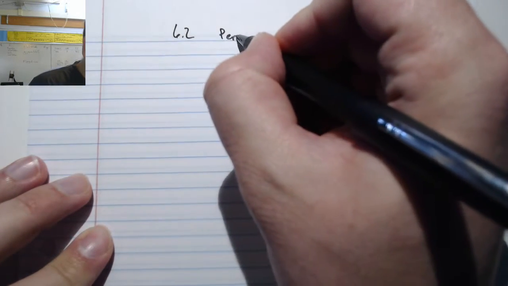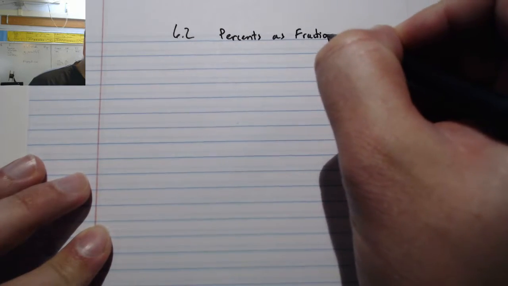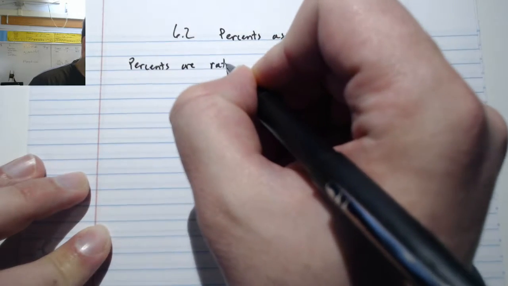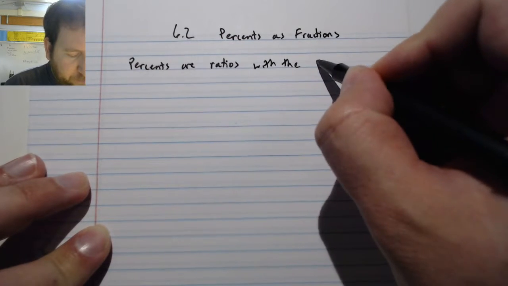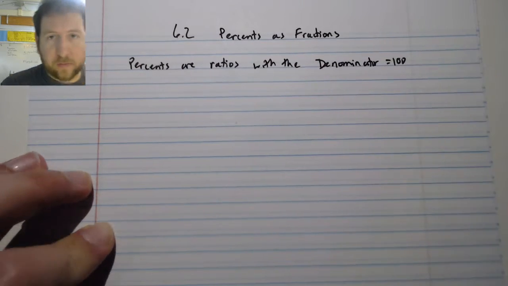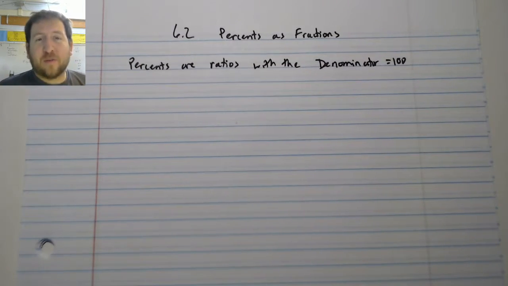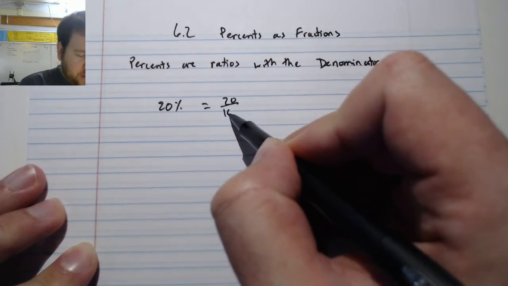All right, we're going to continue on to 6.2, and we're going to be talking about percents as fractions. So, quickly, recall that percents are ratios with the denominator equal to 100, right? And before we could write 20% as 20 out of 100.